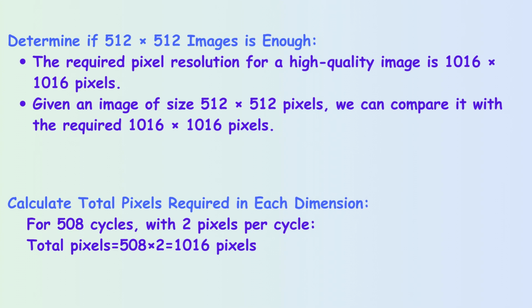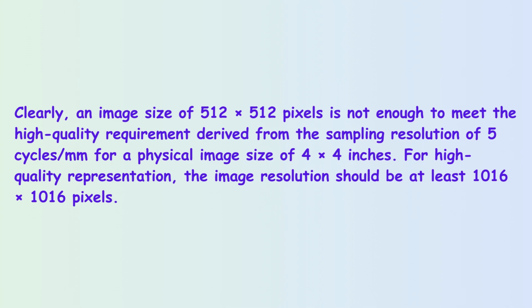Given an image of size 512 pixels, we can compare it with the required 1016 pixels. Clearly, an image size of 512 pixels is not enough to meet the high-quality requirement derived from the sampling resolution of 5 cycles per mm for a physical image size of 4 inches. For high-quality representation, the image resolution should be at least 1016 pixels.